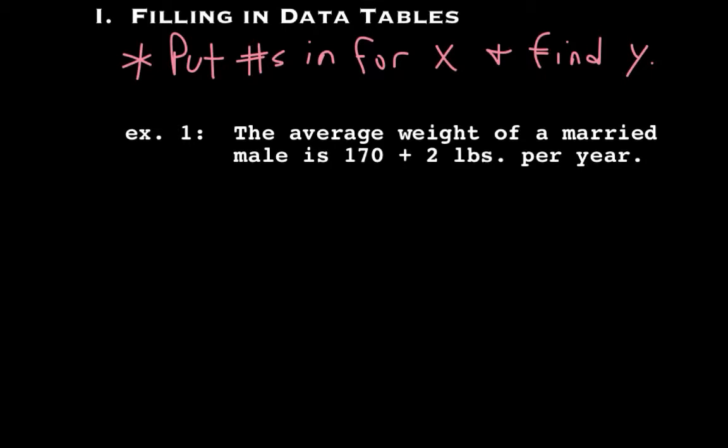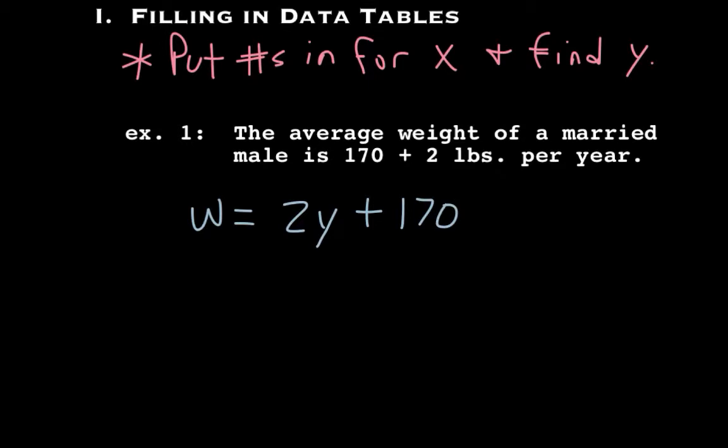Okay, first example. The average weight of a married male is 170 plus 2 pounds per year that they're married. And say weight equals, well, after 1 year, the person's going to weigh how much? 172. After 2 years, they're going to weigh 174, then 176. So every year we're going up by 2, right? So to degree we could do 2y. So 2 times the number of years, and then plus the starting weight. You can see where a lot of people maybe would say 170 plus 2w.